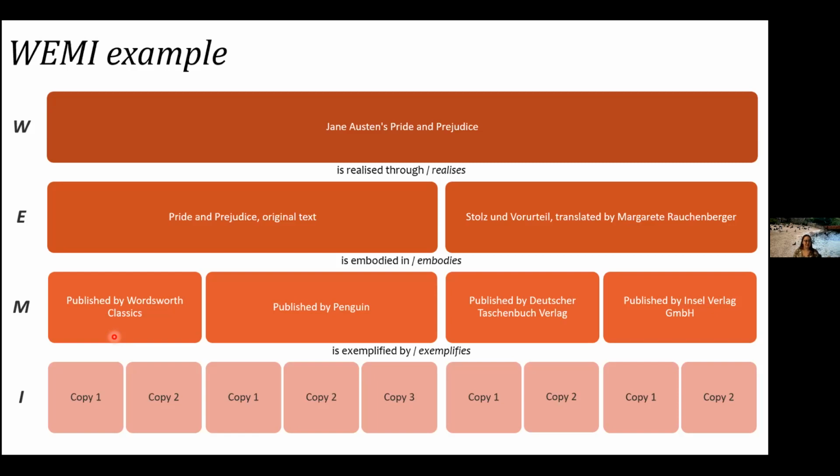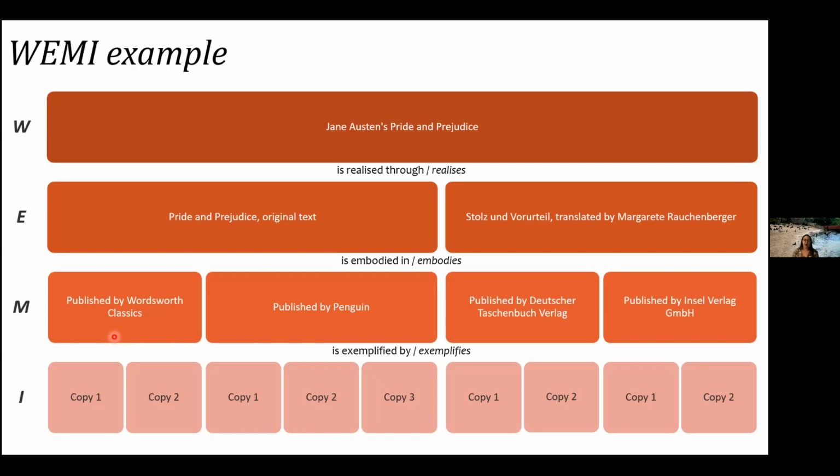At the bottom there, we've got the actual copies exemplifying the manifestations. So right on the left-hand side there, we've got the first copy exemplifying the manifestation published by Wordsworth Classics that embodies the original text of Pride and Prejudice, that realises Jane Austen's Pride and Prejudice, the work. I usually say that manifestation is roughly ISBN level. If you think about it, if it's got a different ISBN, it's probably a different manifestation to another version of it. The copies themselves are the only physical real things in the entire pyramid, and they're what we stick the library barcodes in. So if you've got two copies with two different barcodes in, they're both items of the same manifestation of the expression of the work.